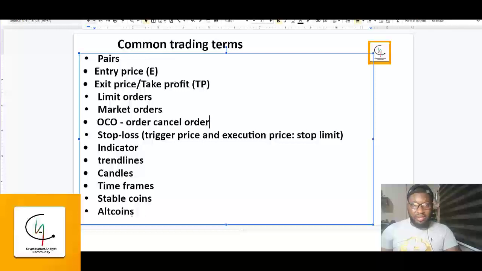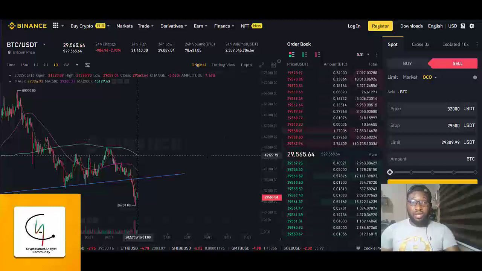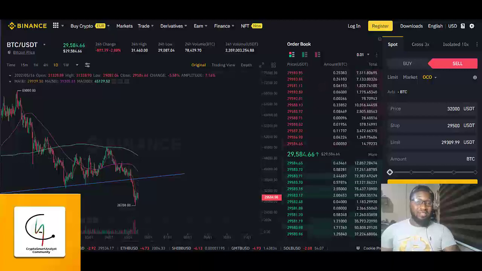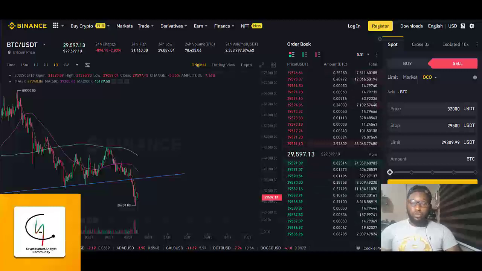Then the last thing I'm going to talk about today is altcoins. What are altcoins? Any coins aside from Bitcoin are called altcoins. Any coin at all. This is Bitcoin, 29,000. Any coin aside from Bitcoin is called an altcoin. That is, an alternative coin. Ethereum, Ripple, Luna, and the likes, they are all altcoins. So that is basically it for tonight.